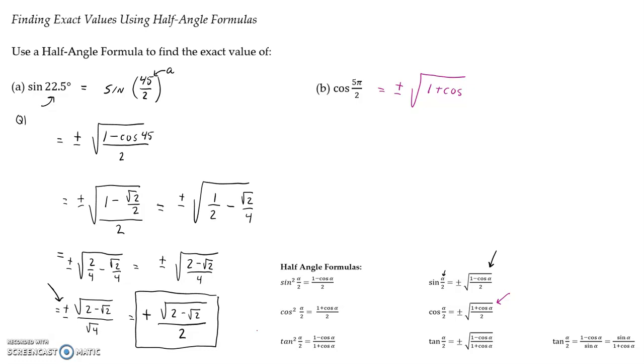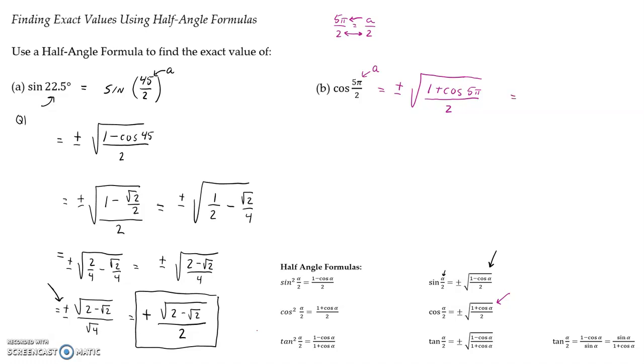I need my A value here. Keep in mind my A value is going to be that 5 pi. It's already in the form of A over 2. The 2's match up with my denominator, so my A value has to be that 5 pi. So in my formula, I've got cosine of 5 pi, and all of this is over 2.